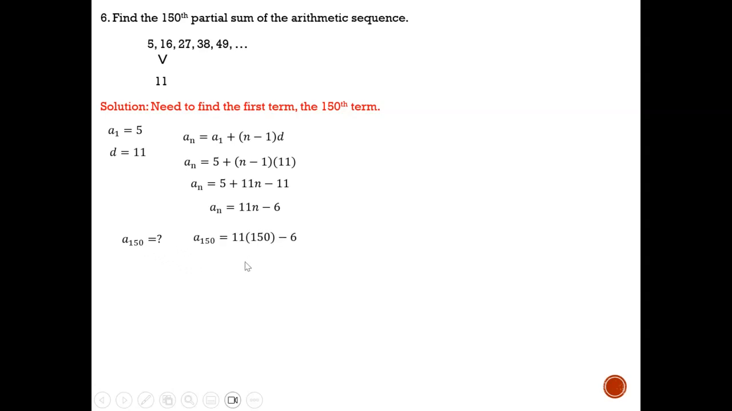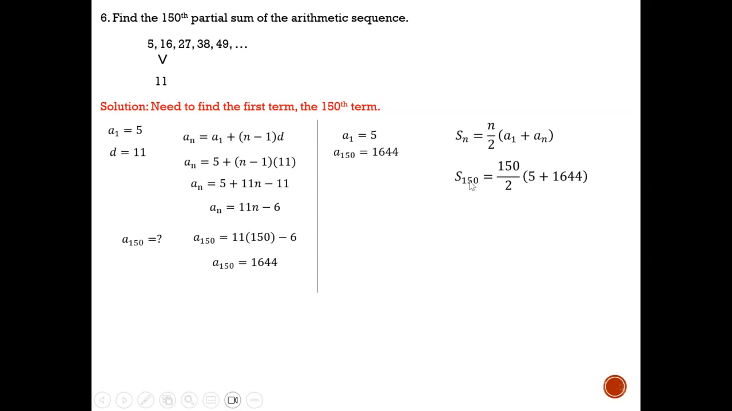All we do is plug in 150, so it's going to give us 1,644. That's my 150th term. But we're looking for the sum, which means we're looking for the sum 5 plus 16 plus 27 all the way to the 150th term. There's a formula for that. For the formula, we need the first term and the last term.